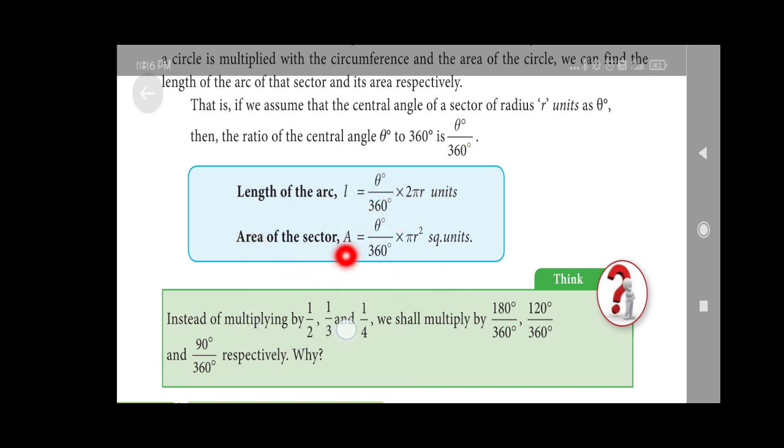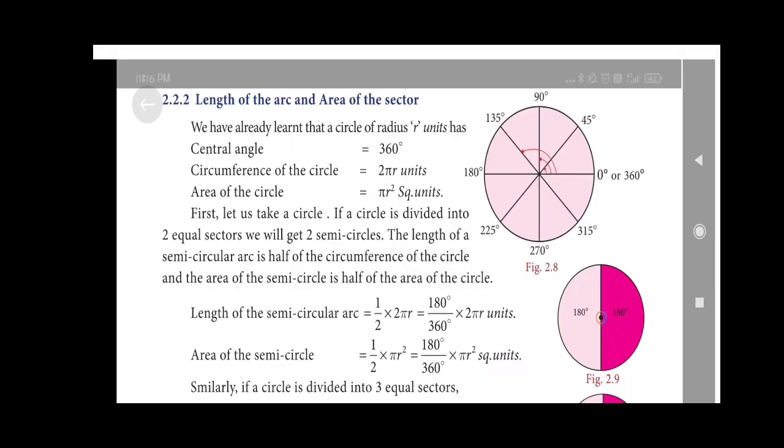Then how to find the area? Same: theta by 360 into pi r square. Here the length uses 2 pi r, and the area uses pi r square units. So these are the important formulas to find the length of the arc and the area of the sector. Understand?